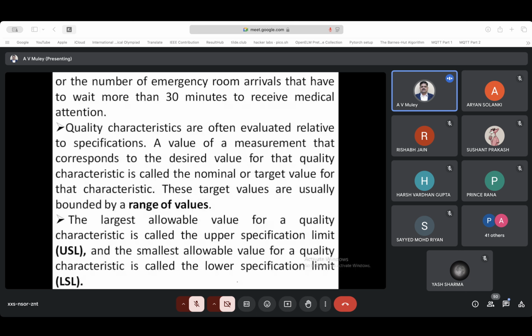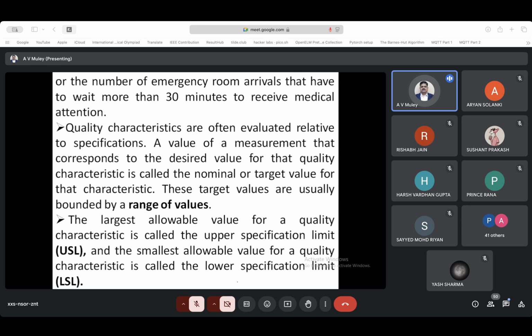Another example is the number of emergency room arrivals that have to wait more than 30 minutes to receive medical attention. Some people have to wait. Quality characteristics are often evaluated relative to specifications. The value of a measurement that corresponds to the desired value for that quality characteristic is called the nominal or target value for the characteristic.